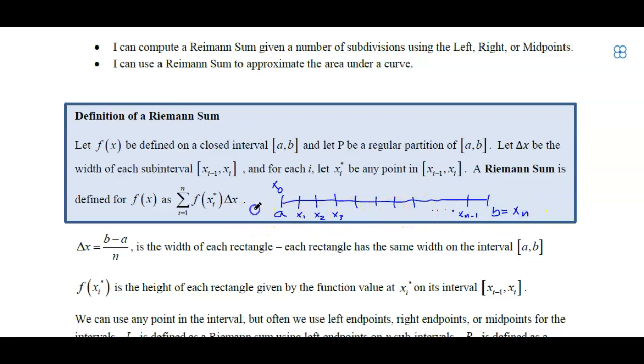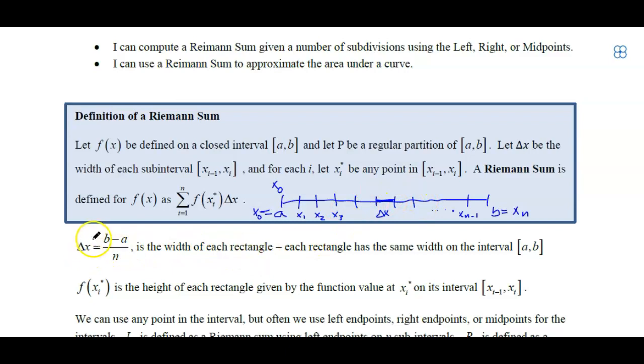So those are what we're going to look at. So this is x sub 0, same thing as that a. Now, this width right here is going to be what we call delta x. So any particular width across these, they should all be the same for Riemann sums. So we're going to call that delta x.